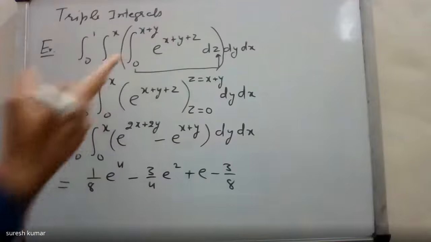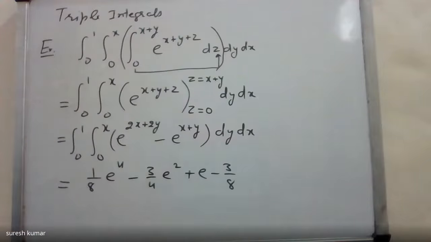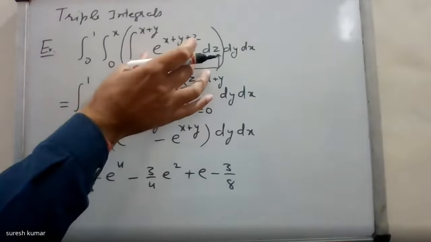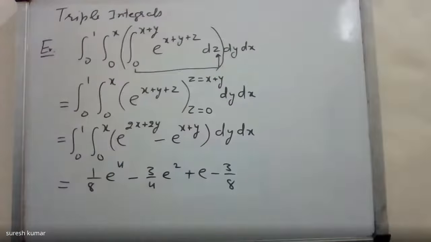So the solution procedure of triple integral when limits are given, you see it's very simple. First solve the innermost integral, treating other two variables as constants, and then it reduces to a double integral that you can solve as you did earlier.